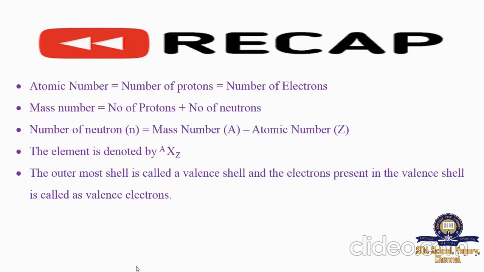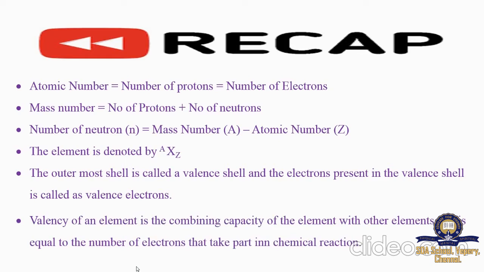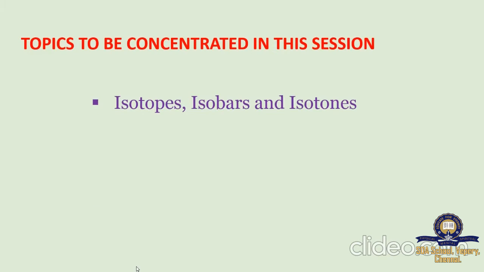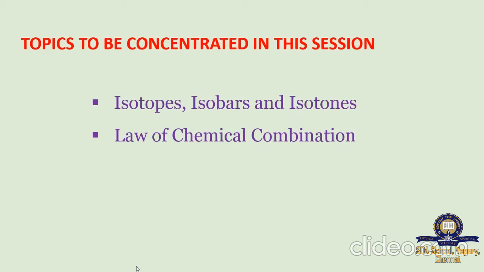Next we saw about valence shell and valence electron. What is valence shell? The outermost shell is called a valence shell, and the electrons present in the valence shell are called valence electrons. And what is meant by valency? Valency of an element is the combining capacity of an element with other elements and is equal to the number of electrons that take part in a chemical reaction. Yes, so I hope you all understood the previous two classes. The topics to be concentrated on in this session are isotopes, isobars and isotones, laws of chemical combination and quantum numbers.